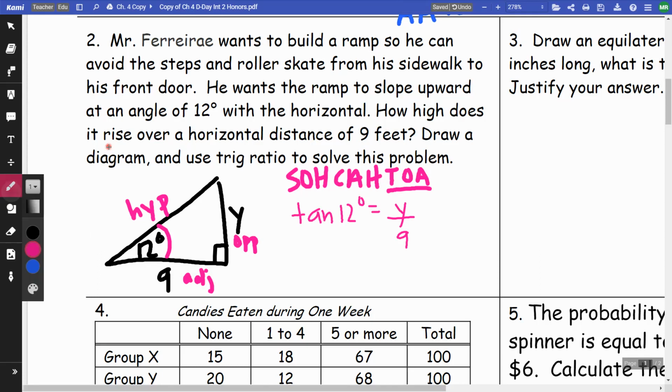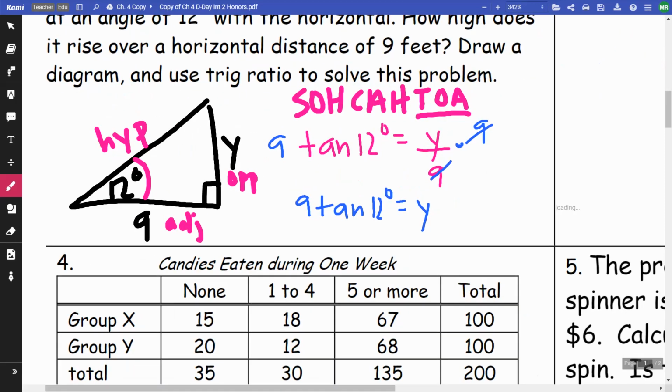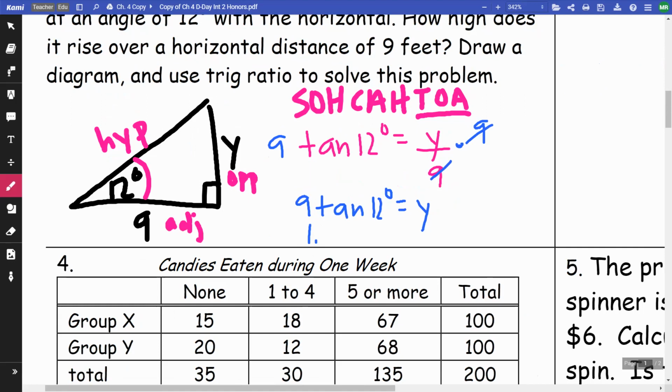I'm going to multiply both sides by 9, and those are going to cancel out. So I'm going to do 9 tangent of 12 degrees is equal to Y. I want to make sure that my calculator is in degrees. When I put this into my calculator, I do get 1.913. So let's just say 1.9 feet, and that is our answer.